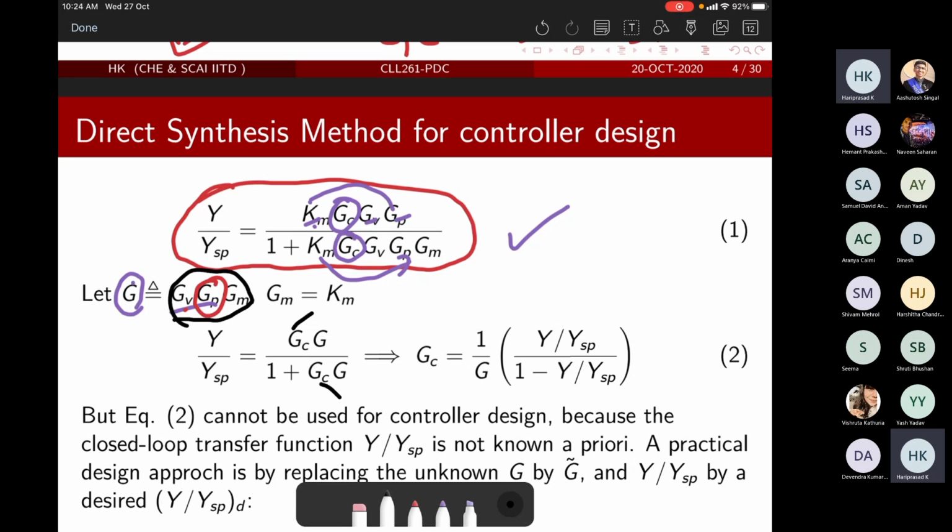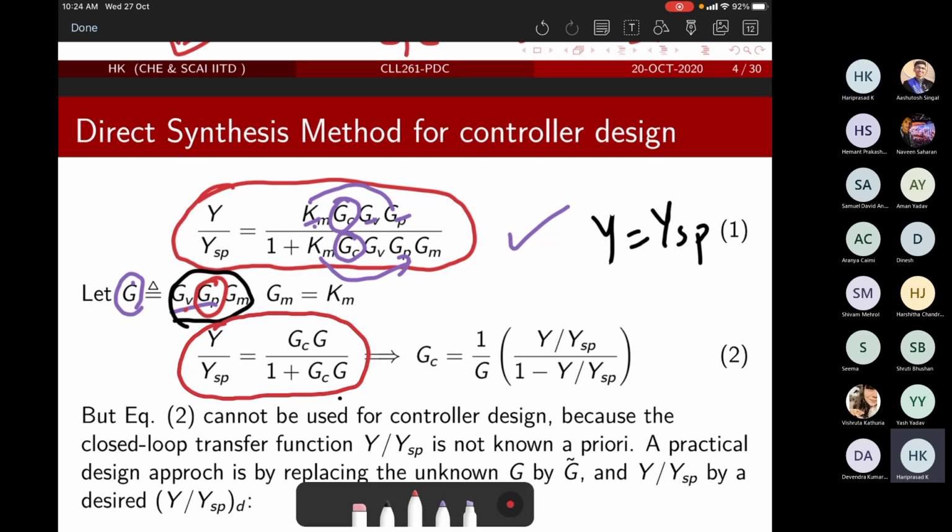Okay, so what is it that we really need? We need to make y equal to ysp, the simplest philosophy that you can follow. To make y equal to ysp, this y by ysp has to become 1. So this guy becomes 1. Agreed? Okay, we will come to that later. So now we have y by ysp is equal to GC times G by 1 plus GC times G.